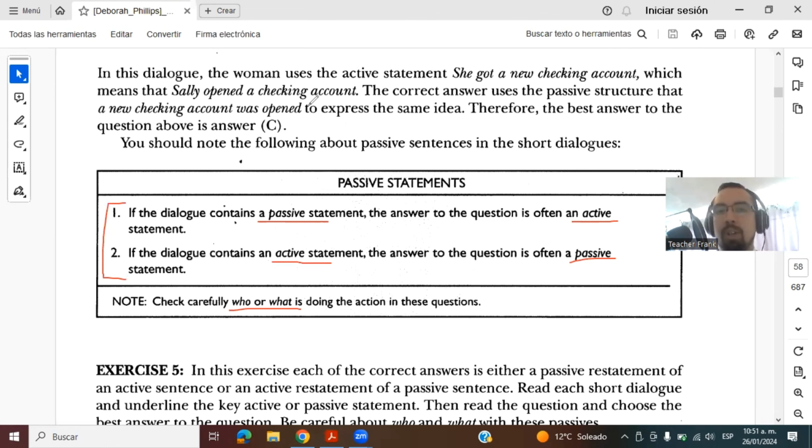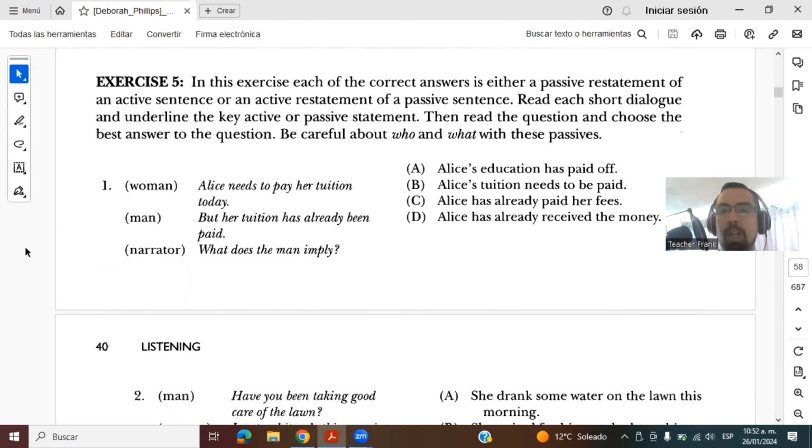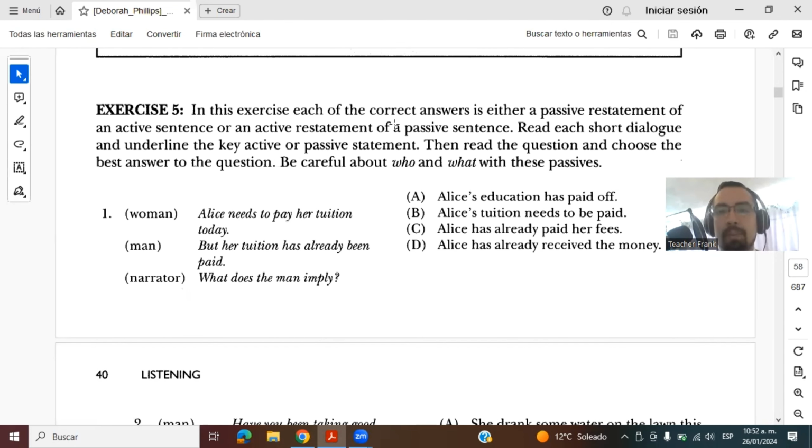Okay, so we're going to go with a little exercise first, and then we'll go with the TOEFL question. So here it says, read each short dialogue and underline the key active or passive statement, then read the question and choose the best answer. Be careful about who or what does the action, right? Who or what with these passives. So if you want to go ahead and do number 1, and we'll check it in a moment. Pause the video, please.